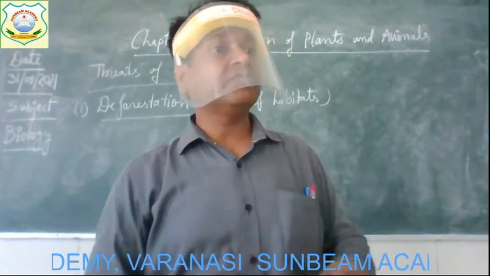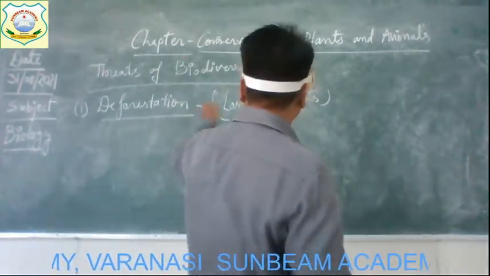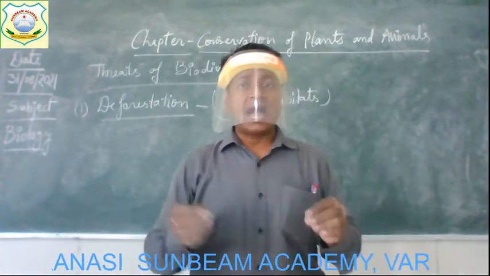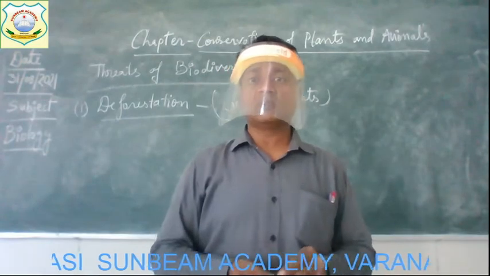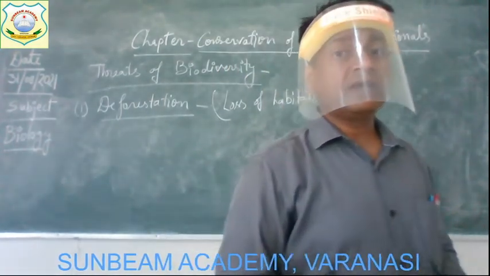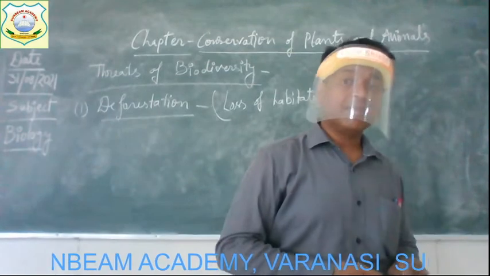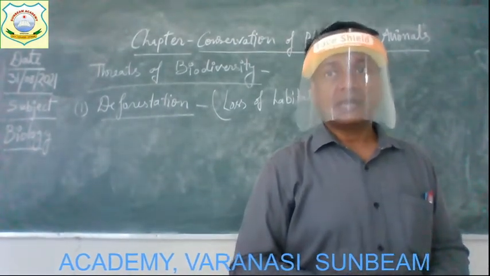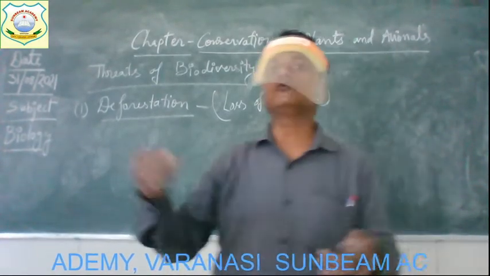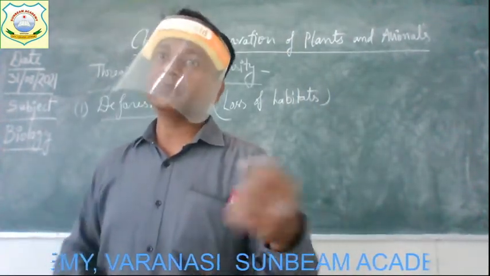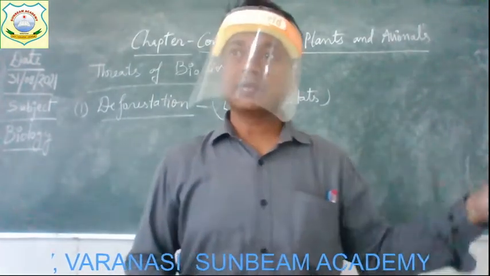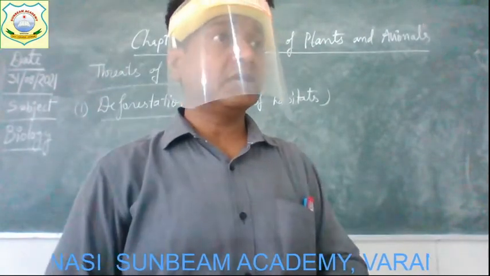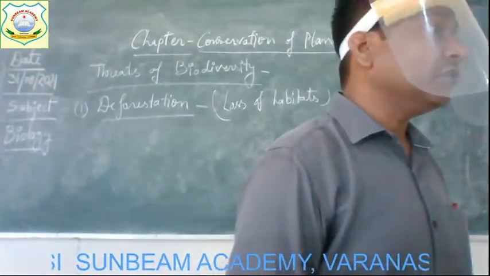An activity is given in your book just after this topic, deforestation and the loss of habitat. It is written: simply ask the elders how big your city was when they were children and compare it with the situation now. Understood what you have to do here? Simply you have to talk with your elders, either your elder brother, your father, your grandfather, your uncle, anyone, and talk about the city where you are living, the village where you are living.